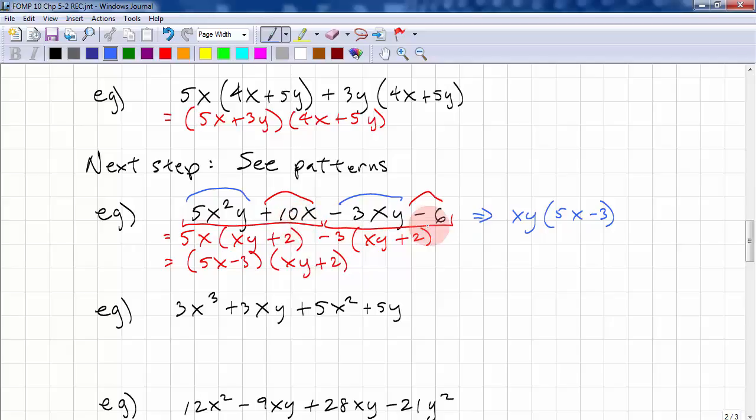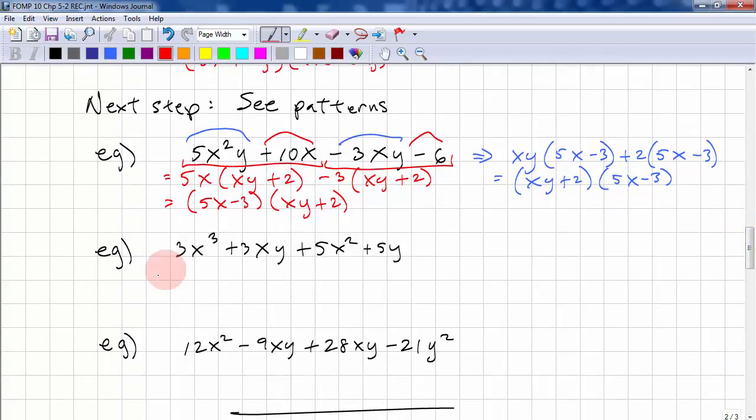Let's look at the next terms. We can't pull out any x's. We can pull out a 2. And that leaves us with 5x and a minus 3. And we combine the leading terms. So that's xy plus 2, and we copy the second binomial, 5x minus 3. So these two are still the same. Multiplication is commutative, so we can change the order. So this is exactly the same as 5x minus 3 times xy plus 2.